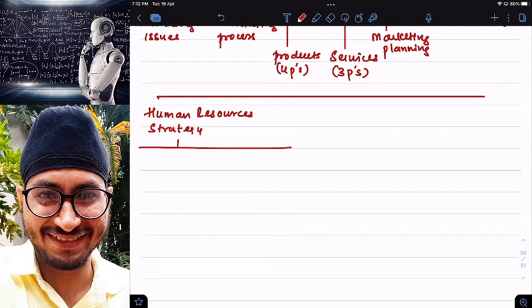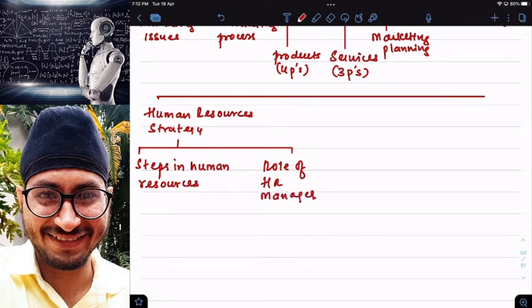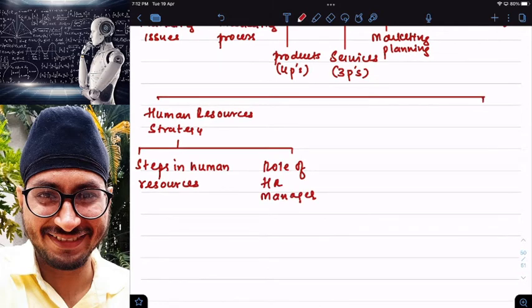In human resource strategy, two concepts we are going to study. One is steps in the human resources process, and the other is the role of the HR manager. Then finally we are going to study financial strategy.